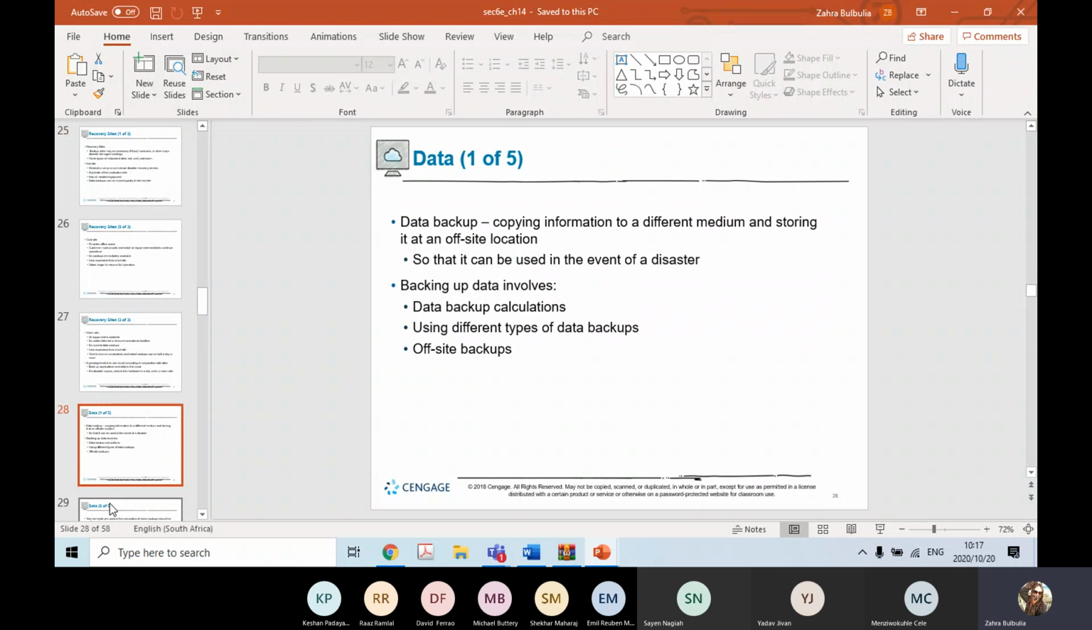Data backup is copying information on a different medium and storing it to an off-site location. This is used in the event of a disaster. So you don't want all your information in one place. In other words, if you store all your information on a USB or a hard drive, you don't want to keep it in the same building. You would want to move it to somewhere else with your backups. The reason for this is, of course, if anything happens to the main site, you've still got your information, which is the most important.